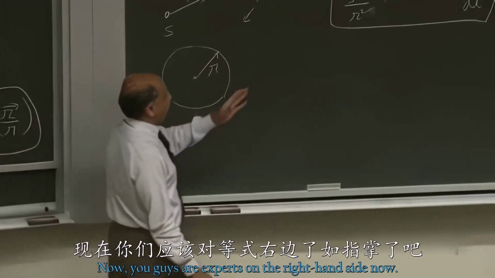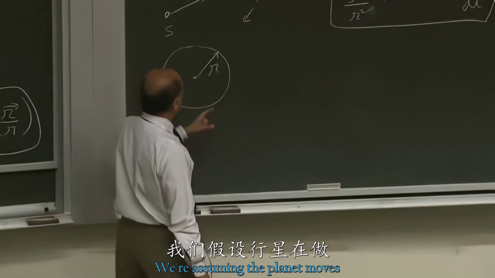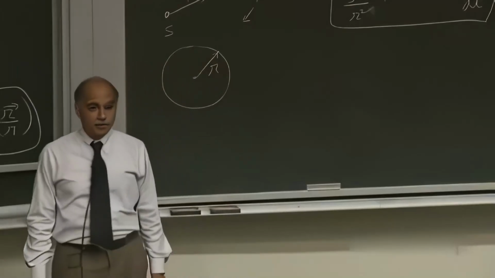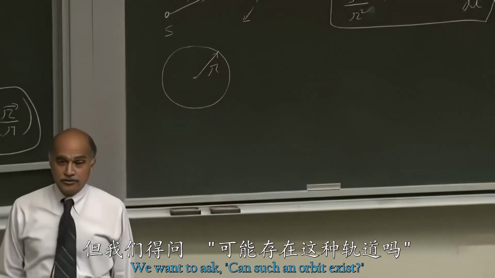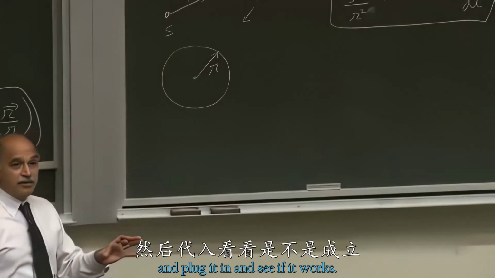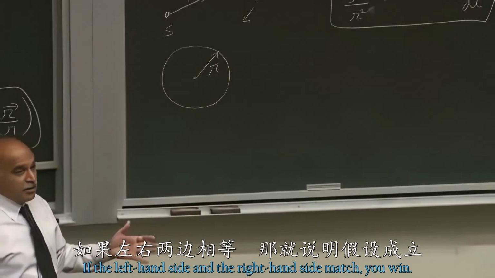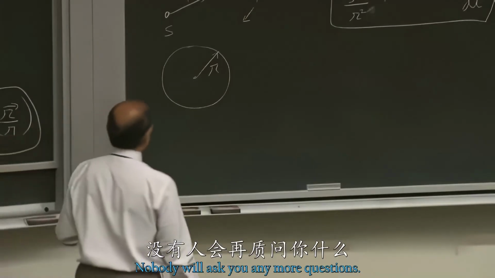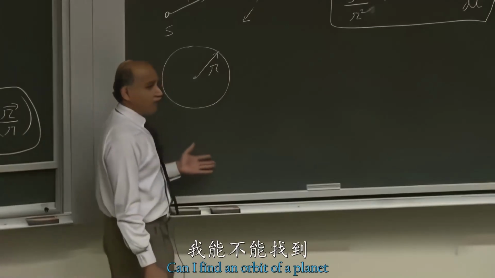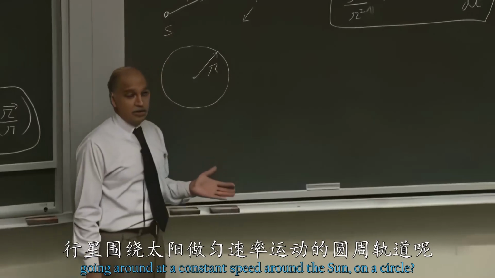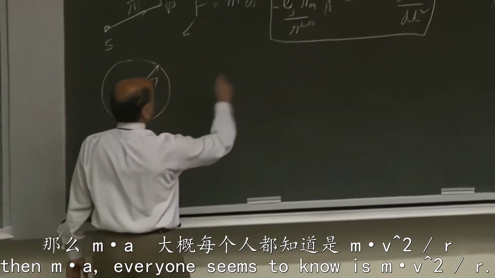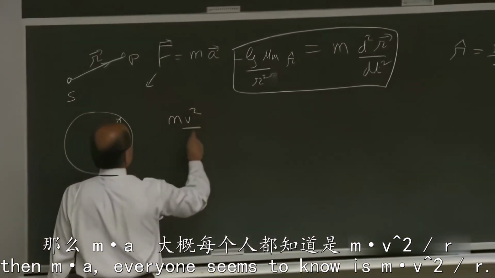Now, you guys are experts on the right-hand side now. We are assuming the planet moves around the circle at constant speed. We want to ask, can such an orbit exist? You're always allowed in an equation to make an assumption and plug it in and see if it works. If the left-hand side and the right-hand side match, you win. Nobody will ask you any more questions. So we are asking for a modest goal. Can I find an orbit of a planet going around at constant speed around the sun on a circle? Let that constant speed be v, then ma, everyone seems to know, is mv squared over r.